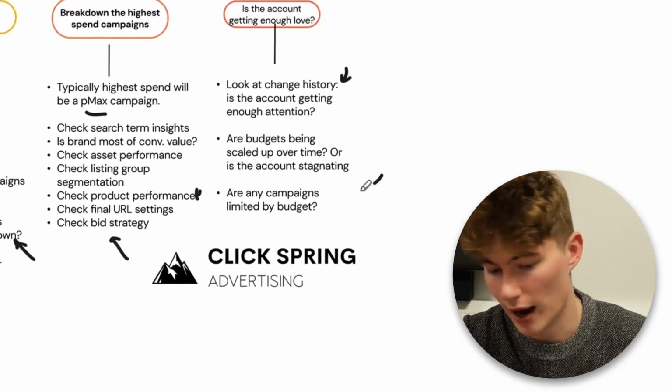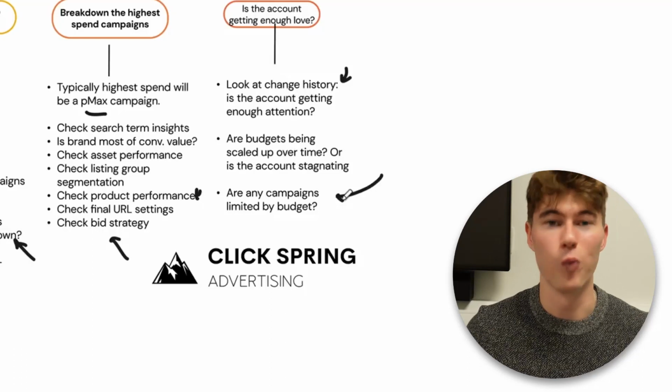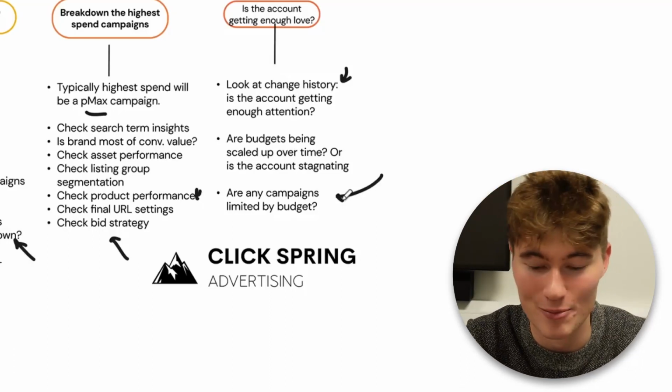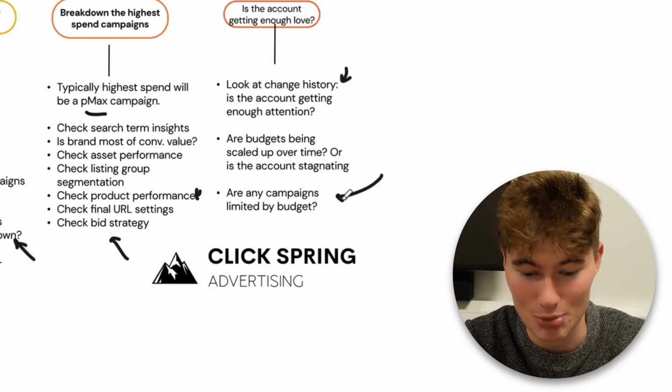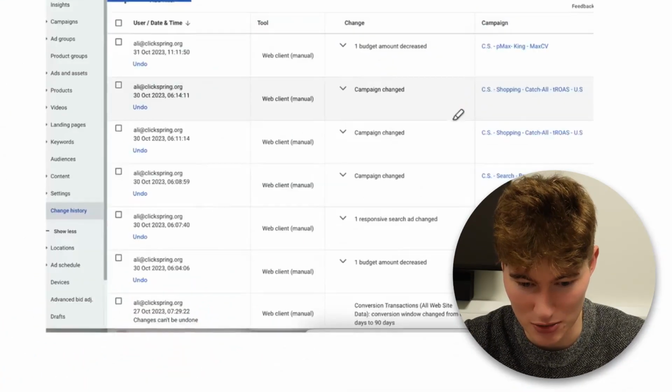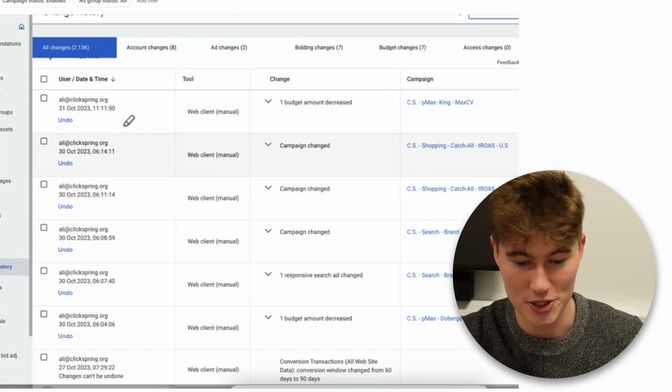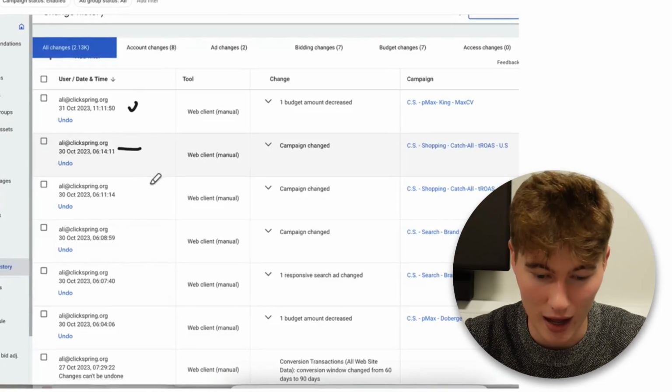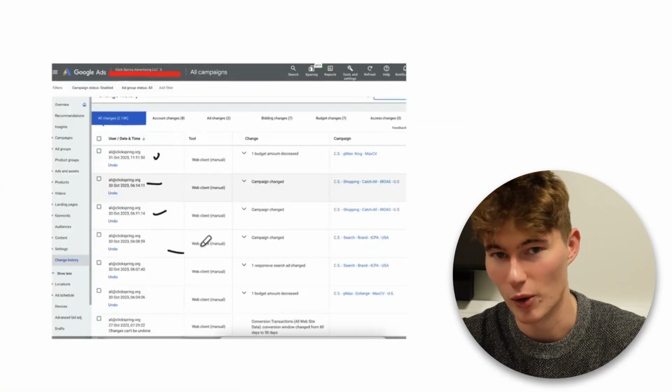And, for example, are any campaigns limited by budget? Are there big warning signs going off in the account? Because if so, then obviously things need to be fixed. Okay. And a quick example of that is just looking in the change history here. We can see my brilliant account manager going through and making multiple changes, which is what you want, right?